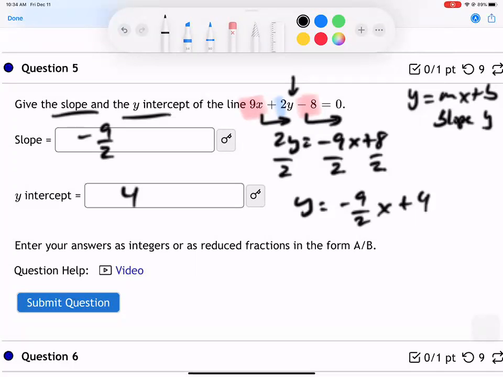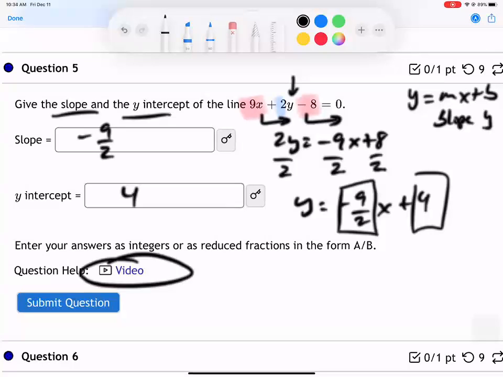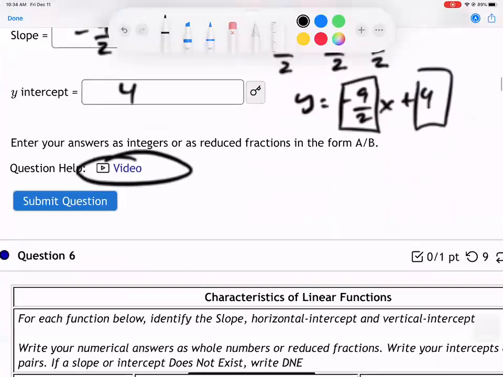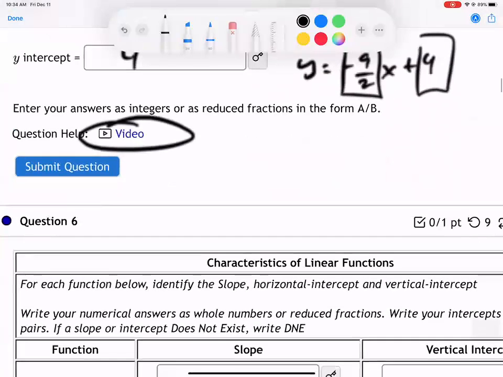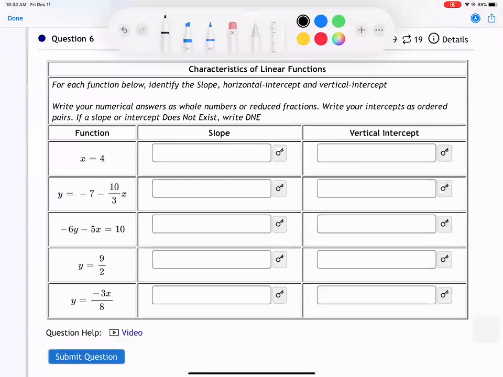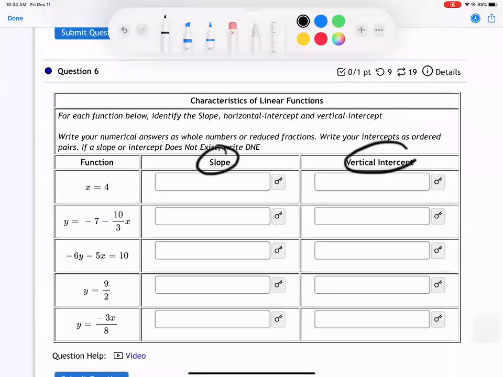So once we get slope-intercept form, this is an easy way for us to look for the slope and the y-intercept. Fabulous. If you need help, remember there's also a video, and you can also do this problem multiple times as you want. Now, this table here looks a little confusing, but it's really just asking you what is the slope and the y-intercept of each of these problems here. So let's go take a look.